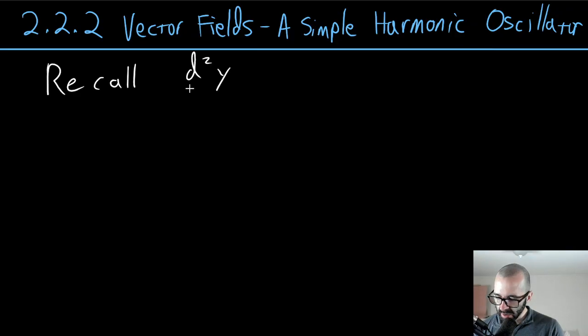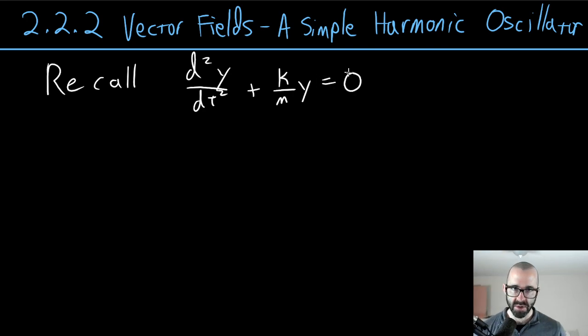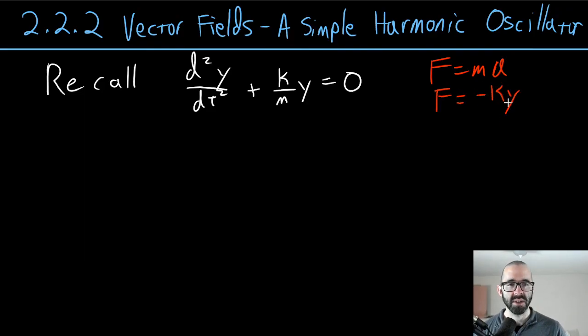Suppose we have the second derivative of the position plus the spring constant divided by the mass of the object times its position equals 0. Remember, this comes from Newton's second law, force is mass times acceleration, and also Hooke's law, where the force is equal to negative k times the position. And remember, this is an undamped spring.